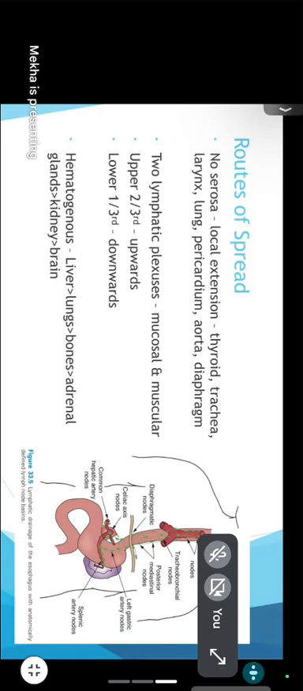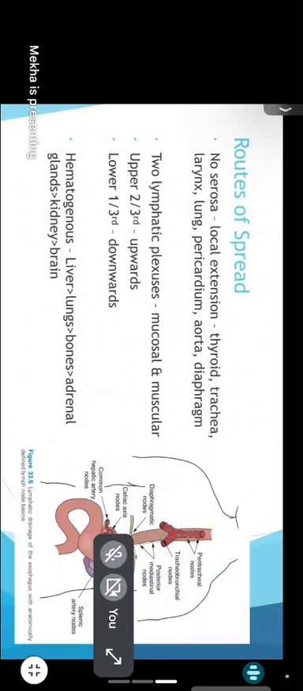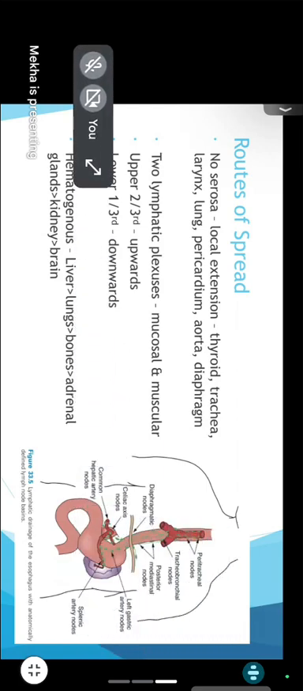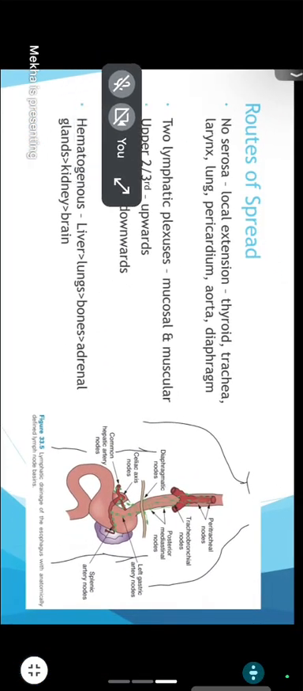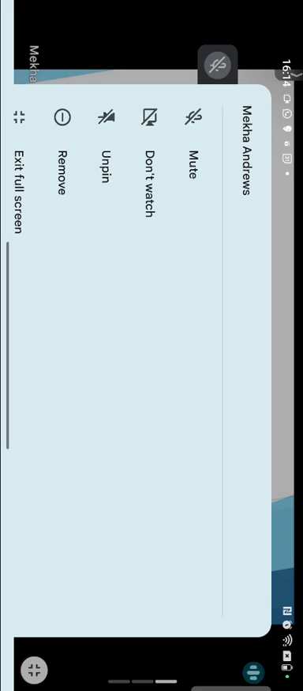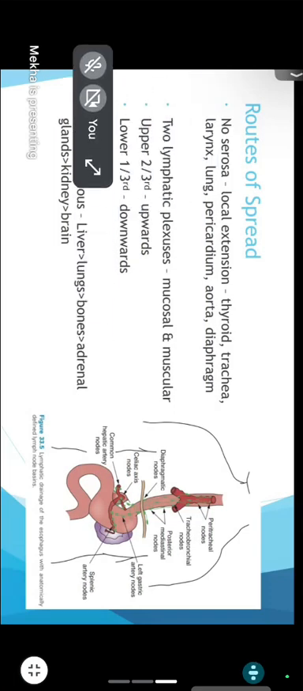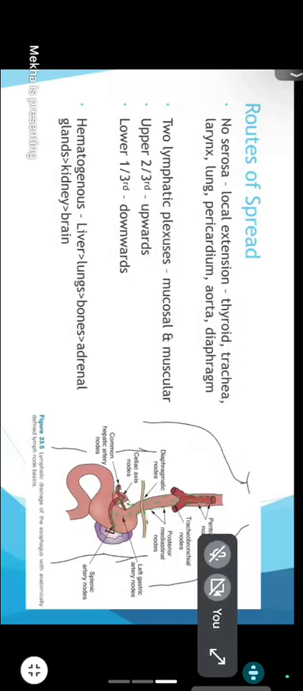There are two lymphatic plexuses, mucosal and muscular. In this lymphatic plexus, the spread generally they say upper 2/3 is upwards and lower 1/3 is downwards. But easier or safer to mention is upper 1/3 usually the direction of flow is upward, lower 1/3 is downward, and the middle can go either direction. Because in two places I saw that it can vary. And if they ask you, okay, fine. I'm covering both theory and practical.